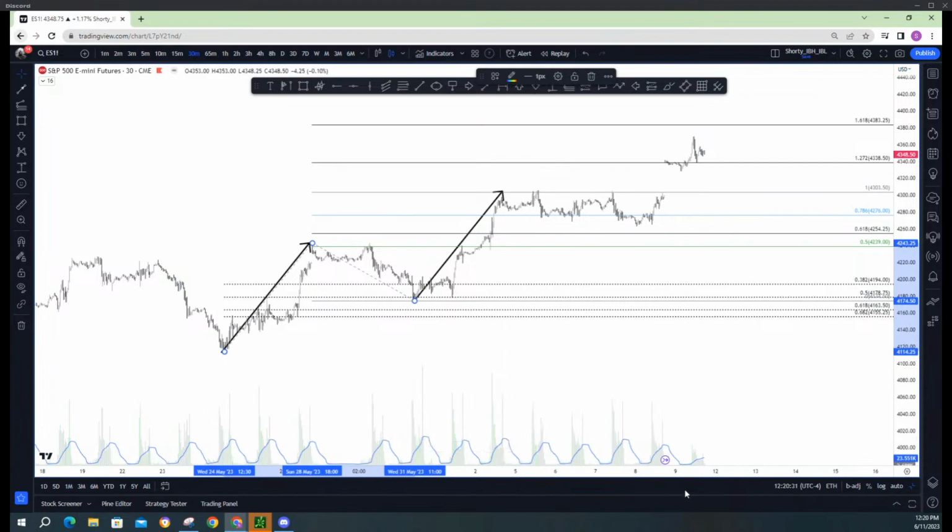That's correct. The only thing I need from Shorty is if you could please post your fib levels? Yep, I can do that. I can add it to the PowerPoint. I think I have it in a PowerPoint.